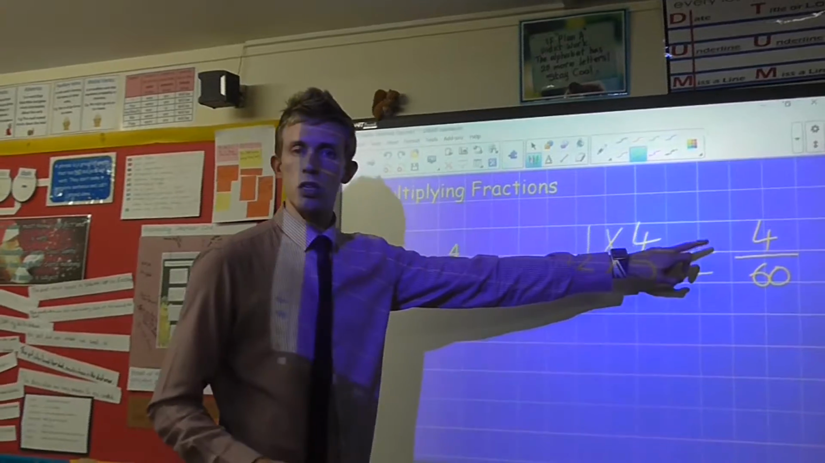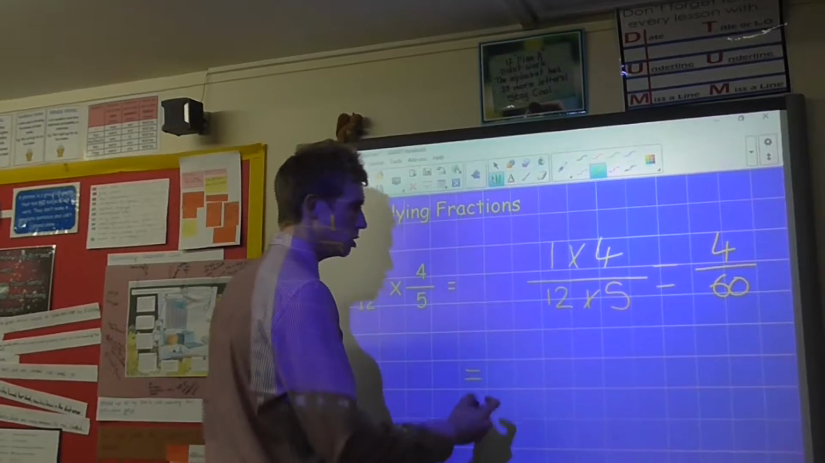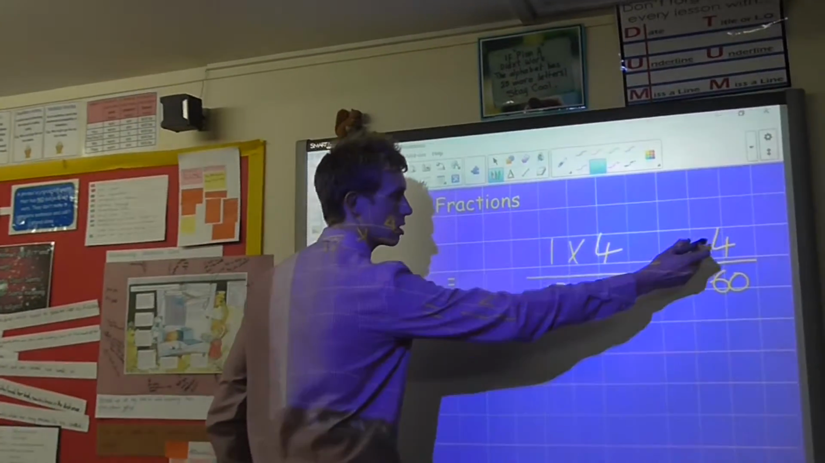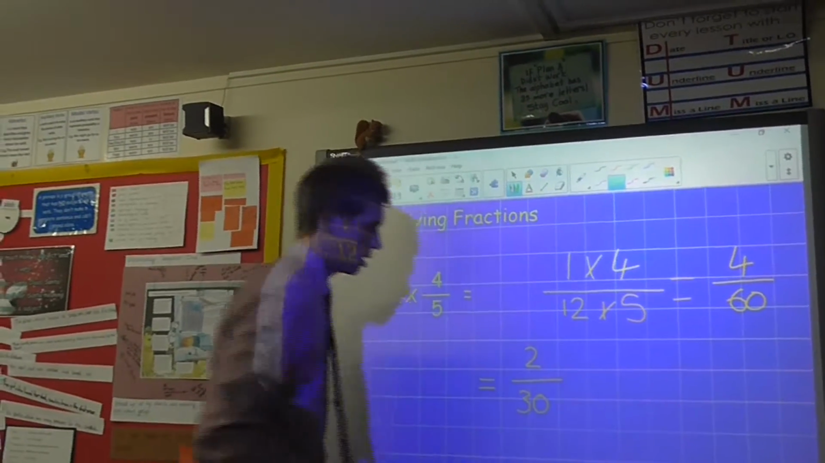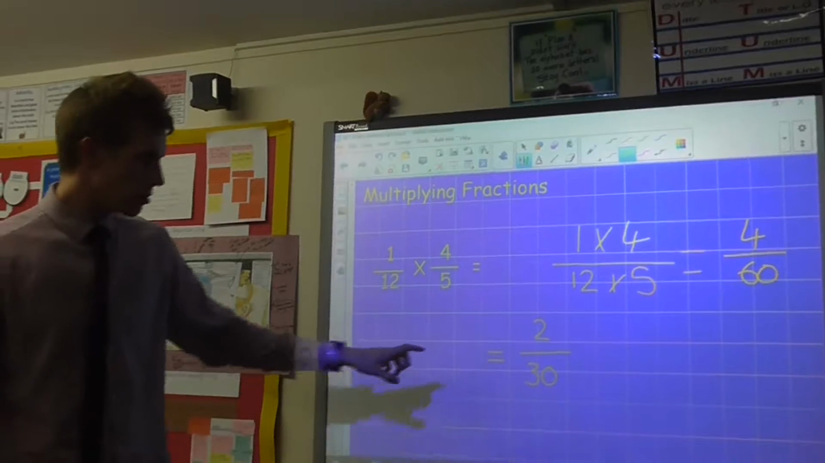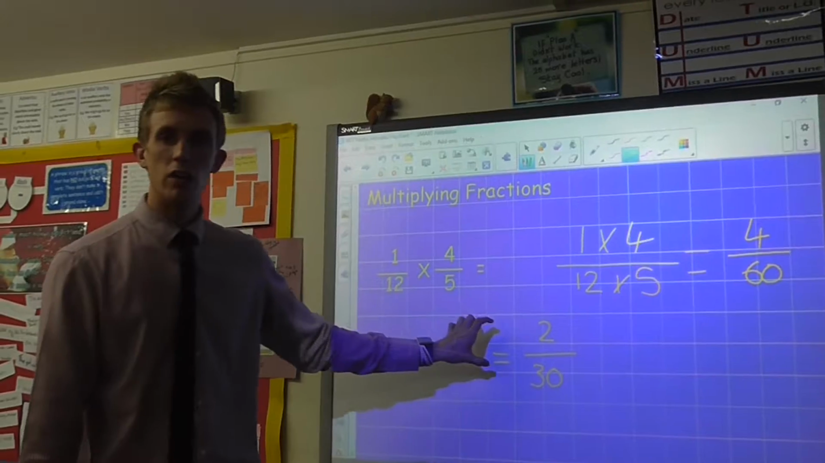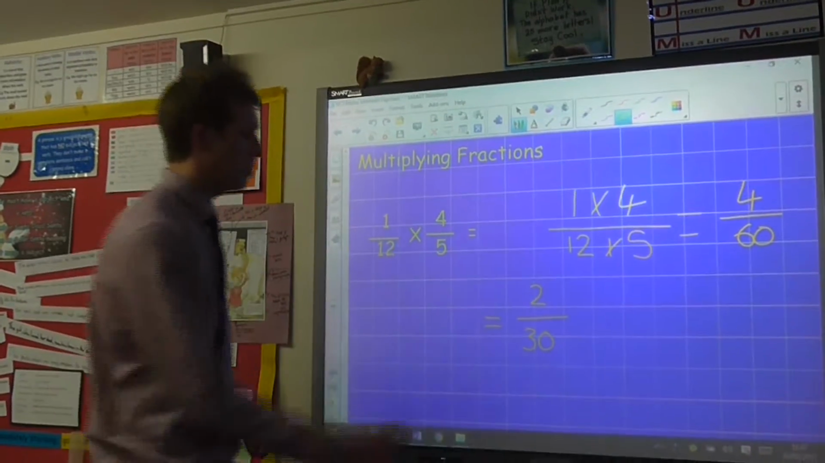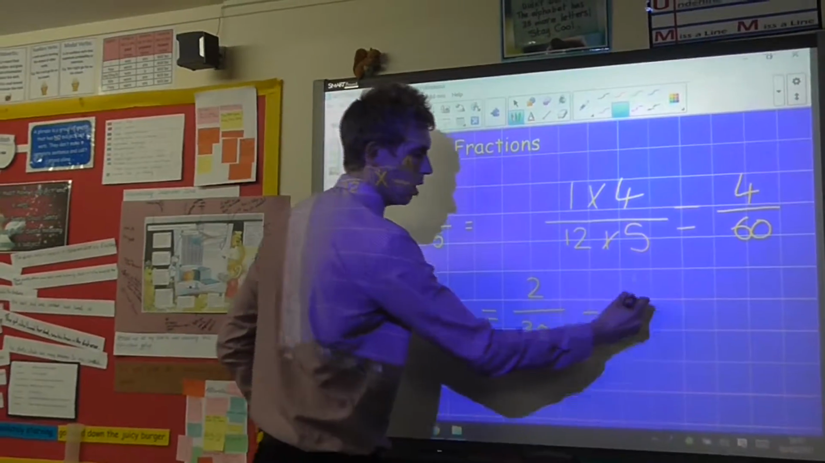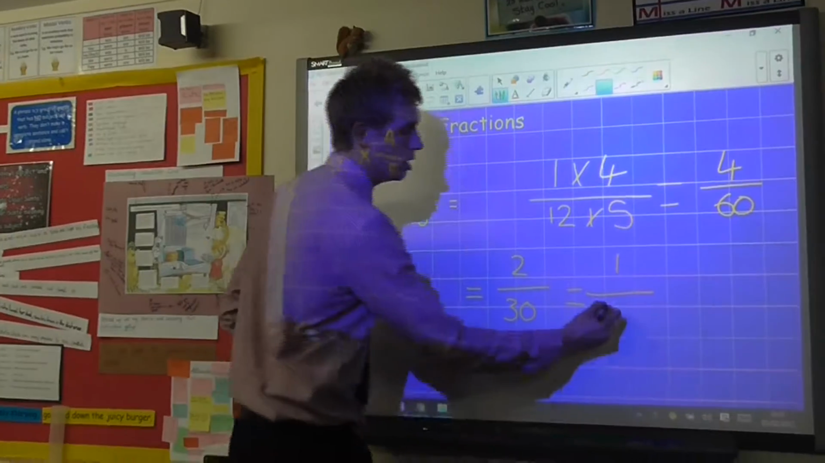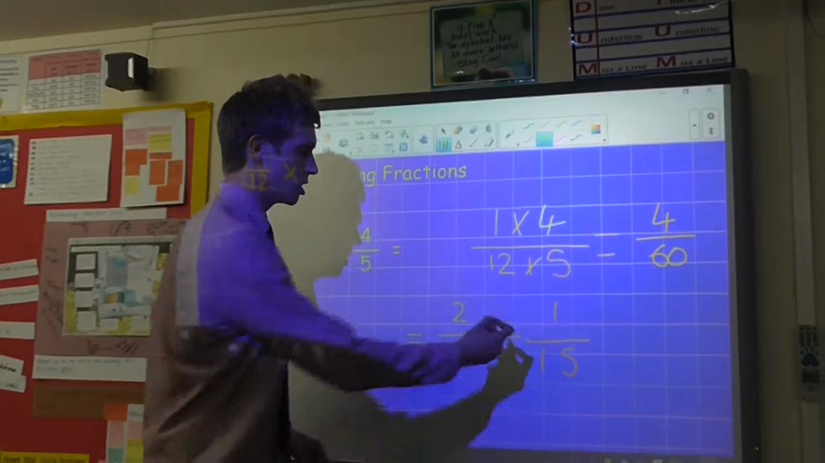60 doesn't divide by 4, so I can't do that, but I know that I can divide both of them by 2. So if I divide both of them by 2, I end up with a 2 on the top. 4 divided by 2 is 2, and if I divide that one by 2, I end up with 30. Now I'm looking at this and thinking, actually, 60 does divide by 4. So if I again divide that one by 2, I get 1, and I can divide 30 by 2 to get 15. So my answer in its simplest form is 1/15 here.